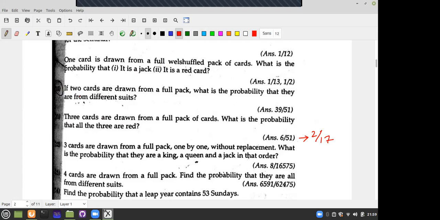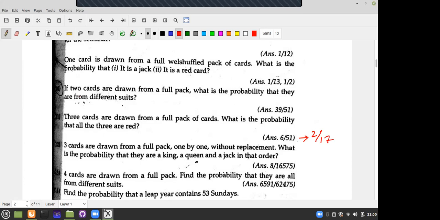Now see, for this 10th question, we need a little common sense. Janvi, read the question. If two cards are drawn from a full pack, what is the probability that they are from different suits? Now see, there is no problem in choosing the first card. Our choice will only reduce for the second card. Let me say that in the first case, I choose my favorite, spade. So that choice is done.